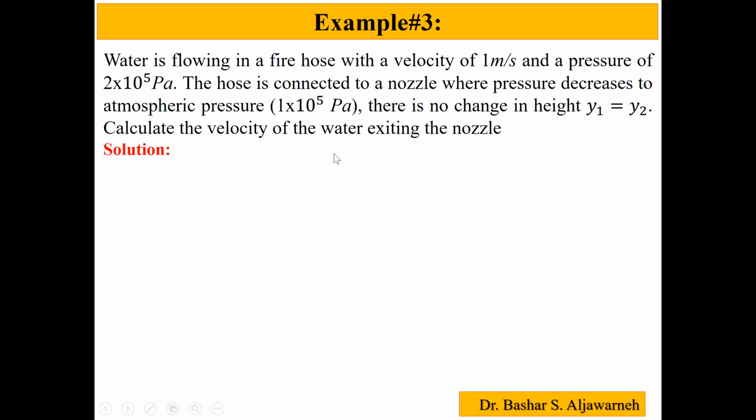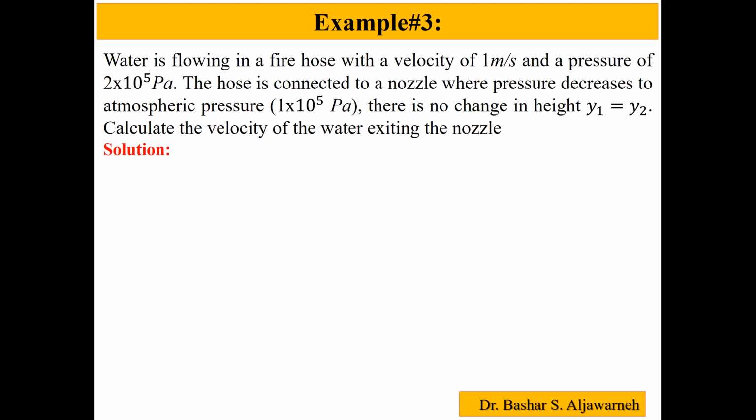Second example, water is flowing in a fire hose with a velocity of 1 meter per second and the pressure of 2 times 10 to the power 5 Pascal, or we can say 2 atmosphere. The hose is connected to a nozzle where pressure decreases to atmospheric pressure. There is no change in height. Calculate the velocity of the water exiting the nozzle.